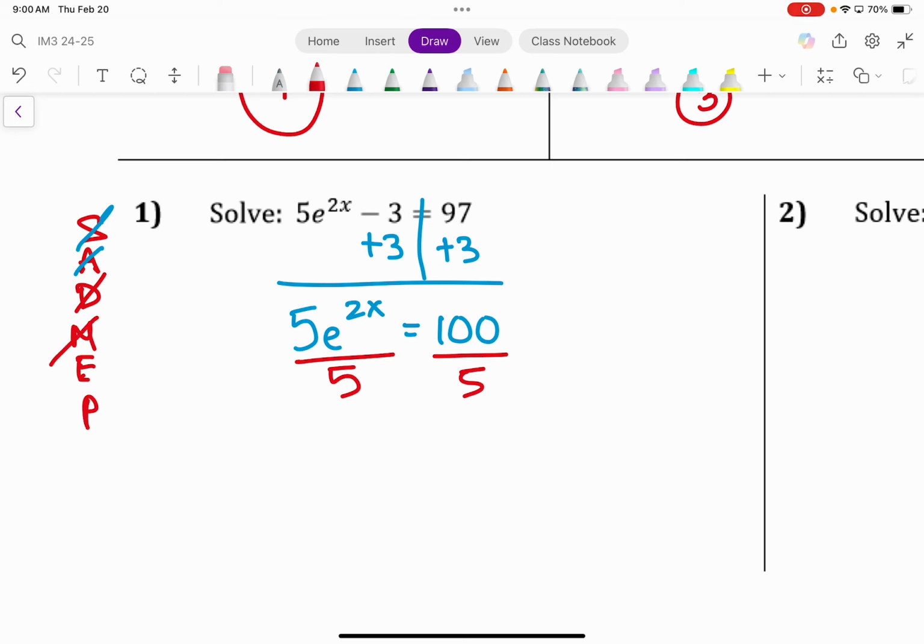Cross division and multiplication out together. So we're going to be left with e to the 2x equals, 5 goes into 100 how many times? 20.